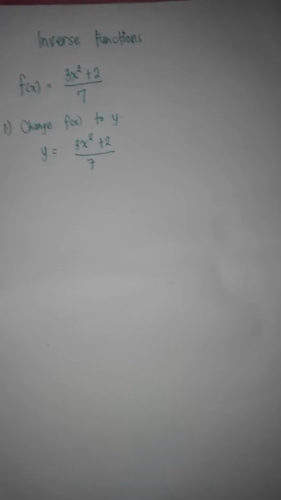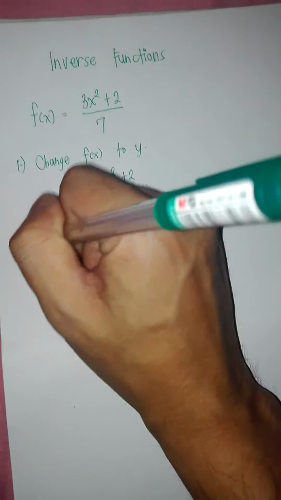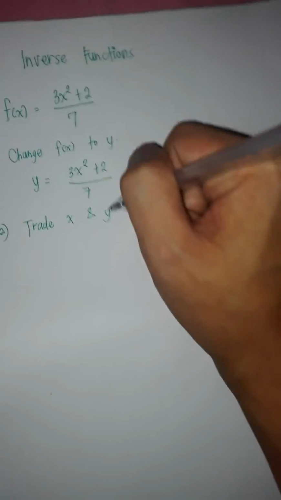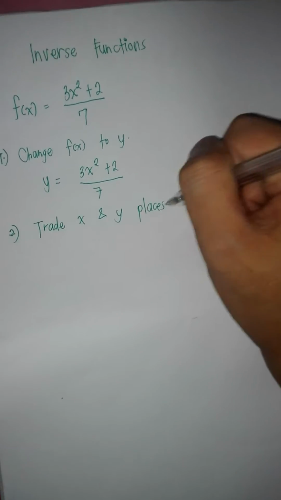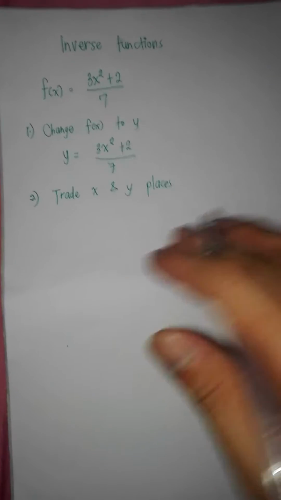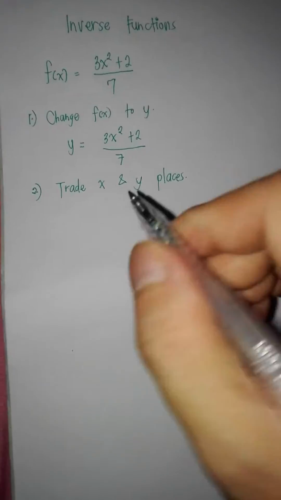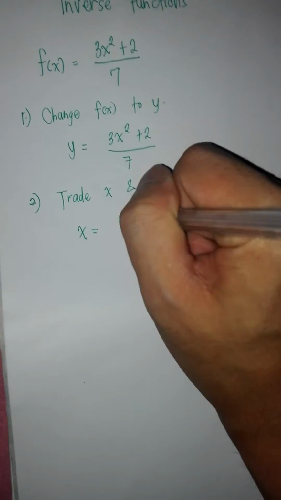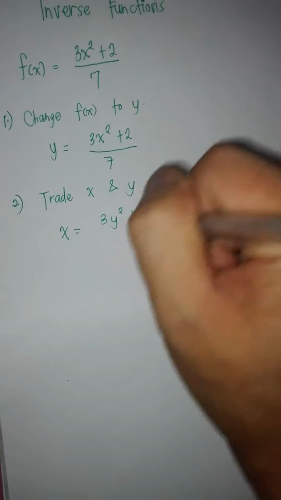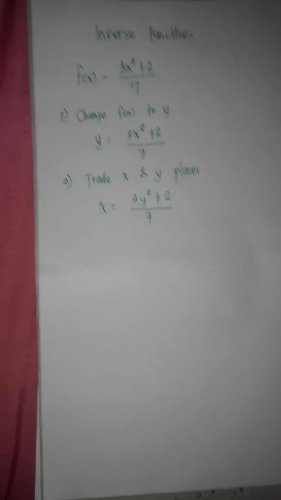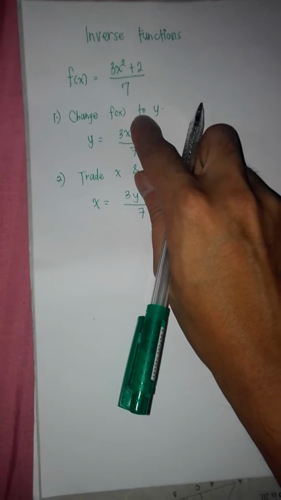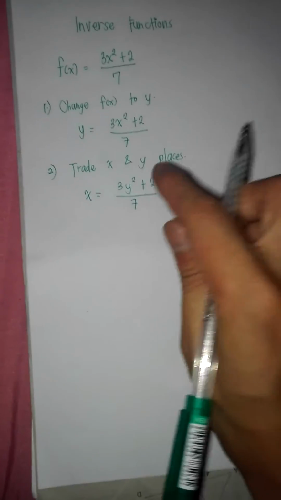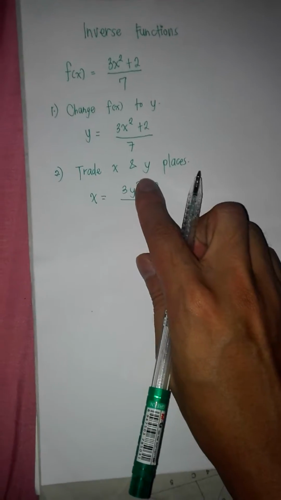Okay, second step is to trade x and y places. So basically x will become y and y will become x. So this y here will become x and this x here will become y. Okay, so we'll have x equals 3y squared plus 2 all over 7. Because x here is squared, when you trade x and y places, y will be squared as well.